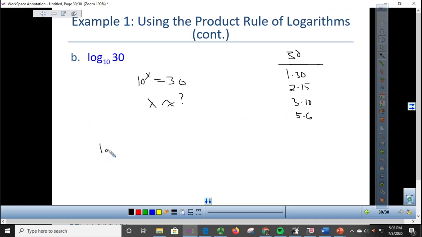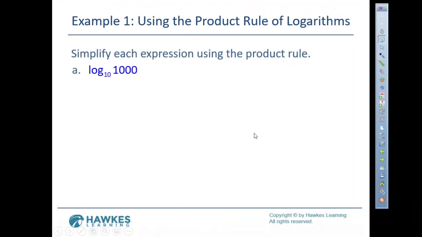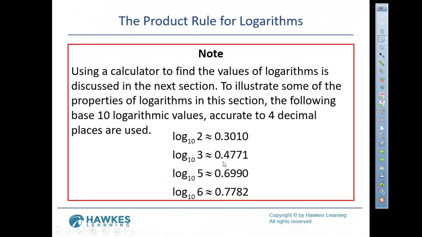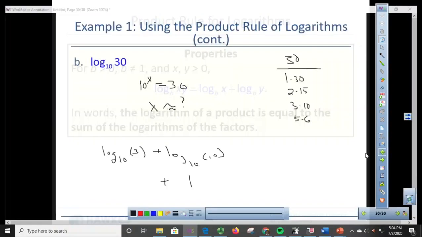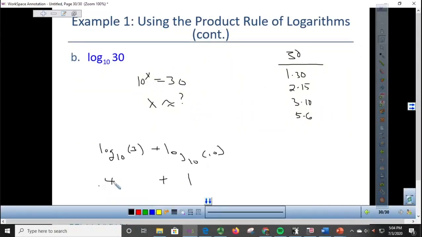So if I have a calculator and I broke this down to log base 10 of 3 plus log base 10 of 10. Well, I know that if my base is the same as my argument, this is 1 plus, right? And if I go back to the beginning, we said log base 10 of 3 is roughly 0.4771. Therefore, this is just 1 plus 0.4771, which is approximately 1.4771, right? This should be my answer.